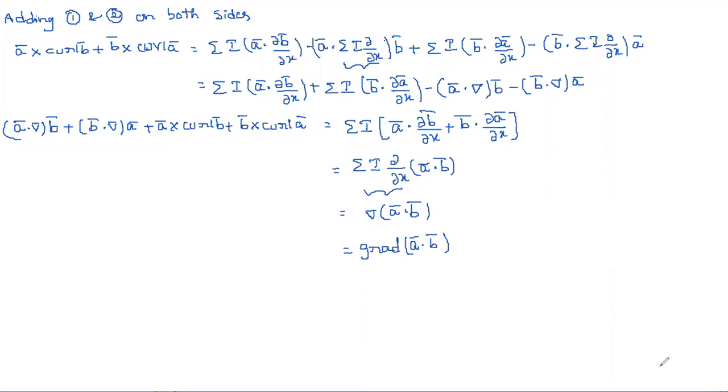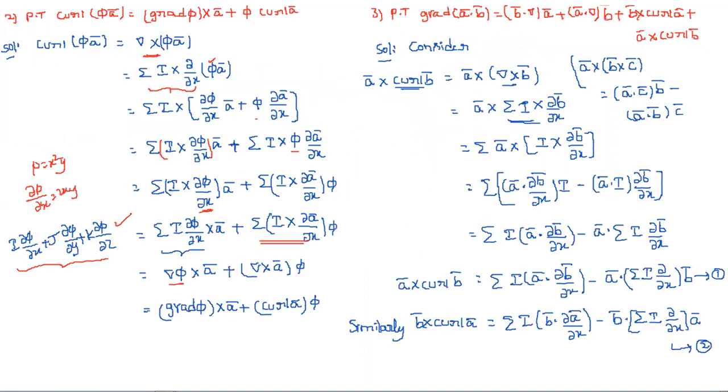Is that only what they asked to prove or not? See, here grad a bar dot b bar is equal to b bar dot del into a bar plus a bar dot del into b bar plus b bar cross curl a bar and a bar cross curl b bar. Okay.